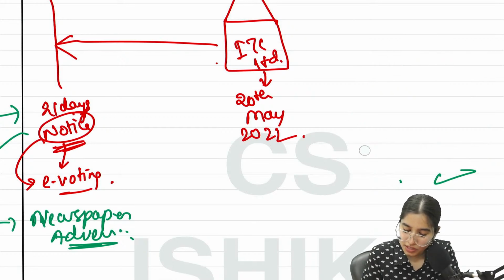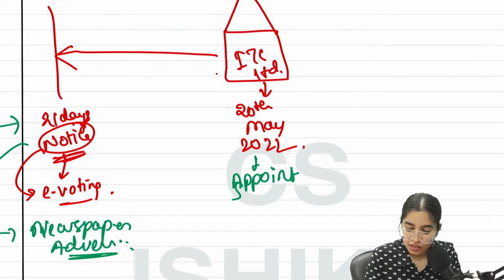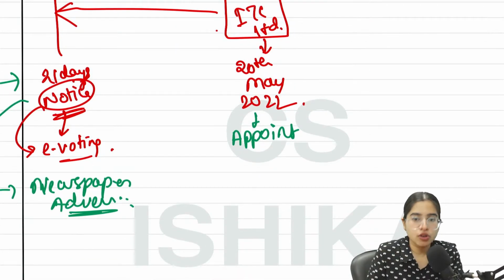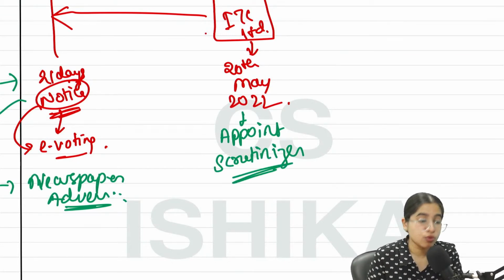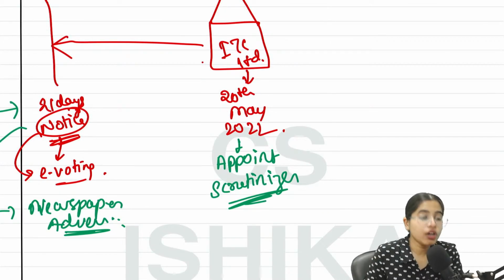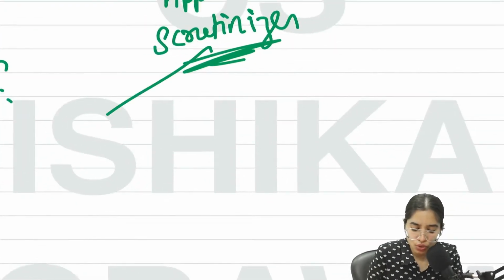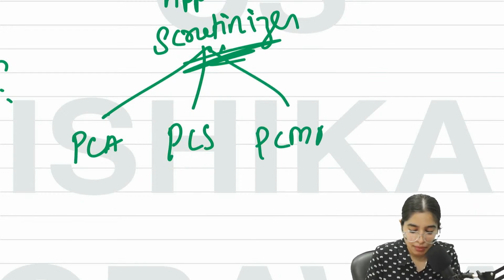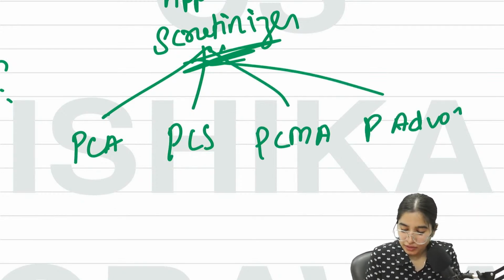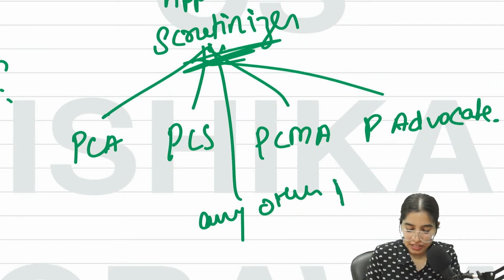The board of directors of the company appoints some scrutinizer, some expert, to do this checking process, to do this e-voting process, and those experts are known as scrutinizers. So the board appoints a scrutinizer to check the votes and facilitate this e-voting process. Who can be a scrutinizer? It can be a practicing CA, a practicing CS, a practicing CMA, a practicing advocate, or any other person of intelligence.